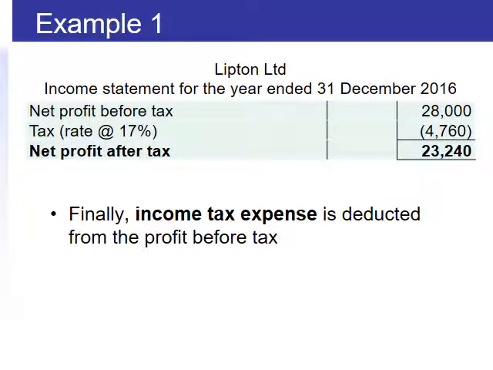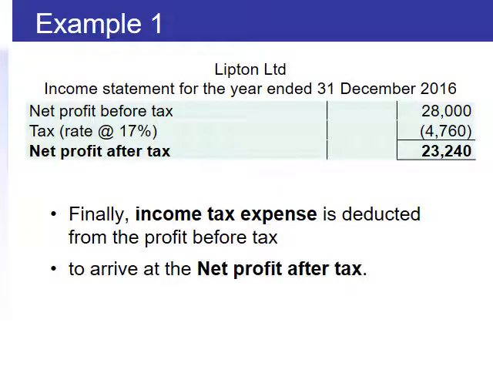Finally, your income tax expense is deducted from your profit before tax to arrive at the net profit after tax. So you look at the statement now. Net profit before tax, remember, the word is before tax, is 28,000. Less your tax of 4,760, you get a net profit after tax of 23,240. So it's a very simple calculation. At the end of it, you get your net profit after tax. But take note of the sequence. Understand the concept, and it will be easier for you.